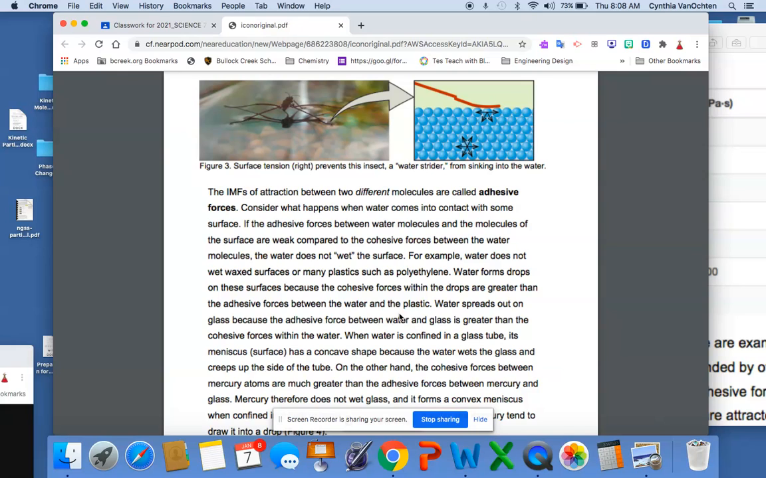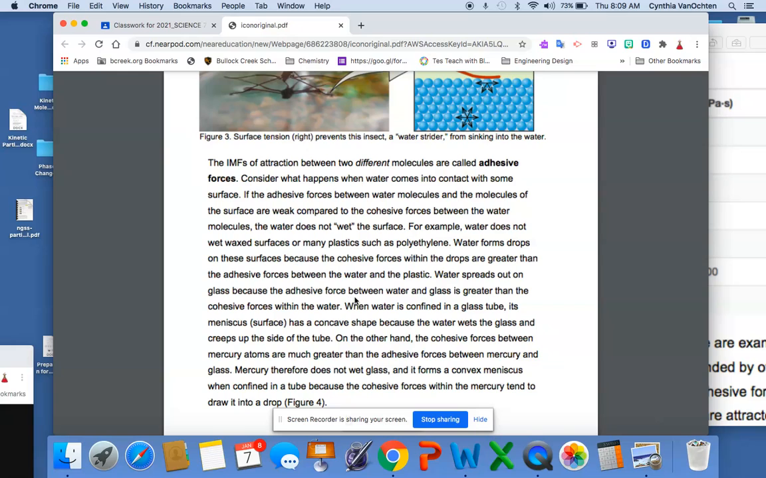Water forms drops on those surfaces because the cohesive forces, those are the forces that attract water molecules to other water molecules, within the drops are greater than the adhesive forces, the forces between the water molecules and some other surface. So the adhesive forces between the water and the plastic. Water spreads out on glass because the adhesive force between water and glass is greater than the cohesive force within the water itself. When water is confined in a glass tube, its meniscus has a concave, that means dipped in, shape because the water wets the glass and creeps up the side of the tube.